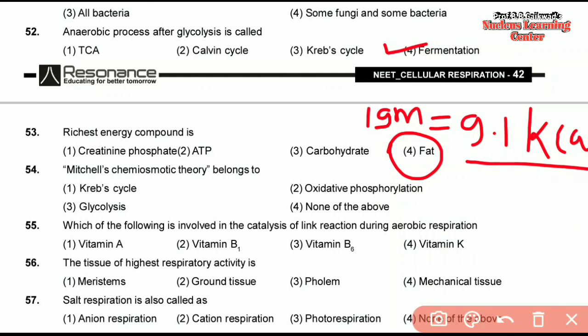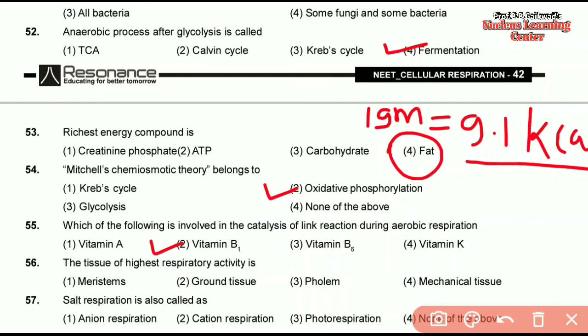The next question is Mitchell's chemiosmotic theory belongs to. So it is also called as a proton gradient pump, and this proton gradient pump belongs to oxidative phosphorylation. Next MCQ is which of the following is involved in the catalysis of link reaction during aerobic respiration? Vitamin B1 is involved in the catalysis of link reaction.